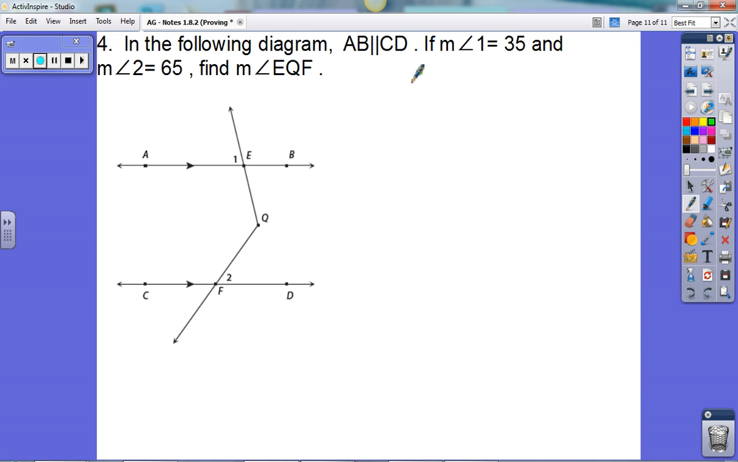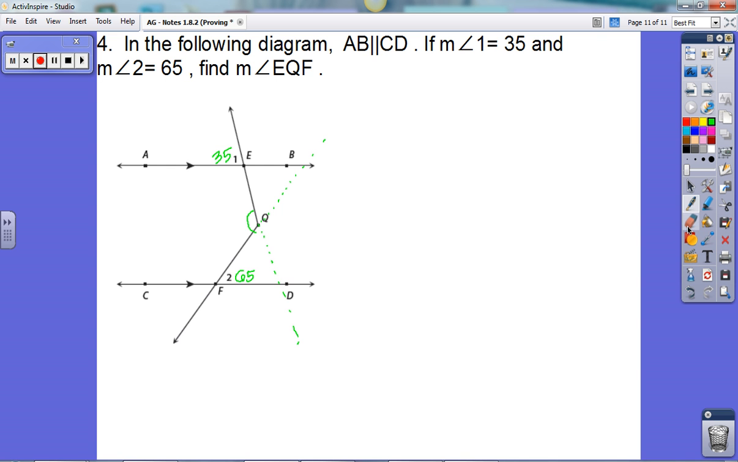Alright, lastly, I'm given that these two lines are parallel. I'm given the measure of angle 1 and the measure of angle 2. And it wants me to find the measure of angle EQF, which is this angle right here. Well, based on what I'm given, notice if I were to extend this transversal and extend this transversal, I've got all kinds of craziness going on here.